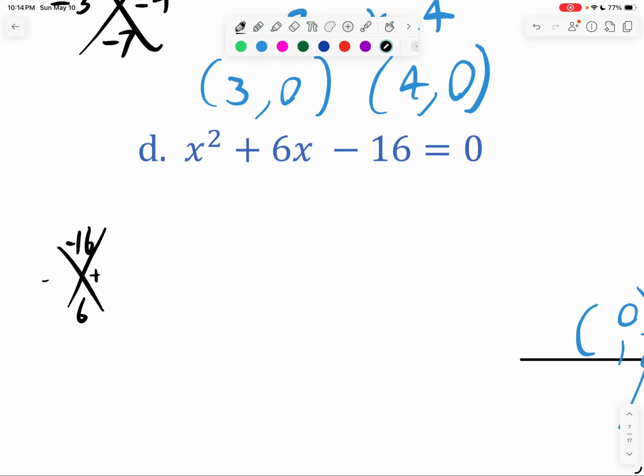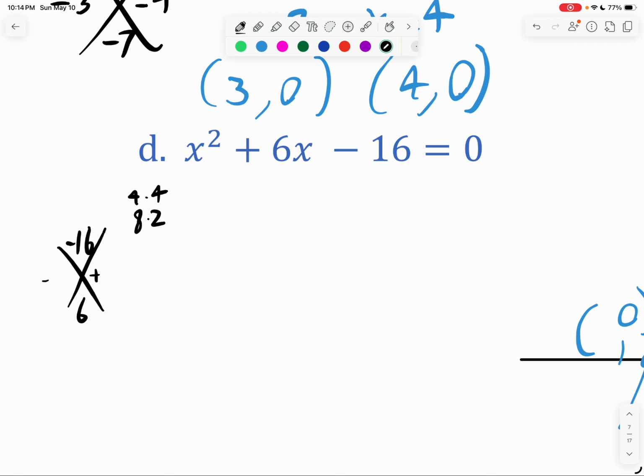Well, factors of 16, I'm going to write out some factors. 4 times 4. That works, but if I do negative 4 plus 4, I get 0. So that doesn't work as this solution. It doesn't combine to get 6. So 4 and 4 doesn't work. What about 8 and 2?